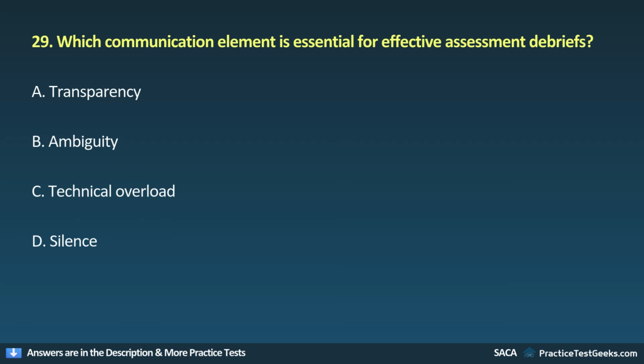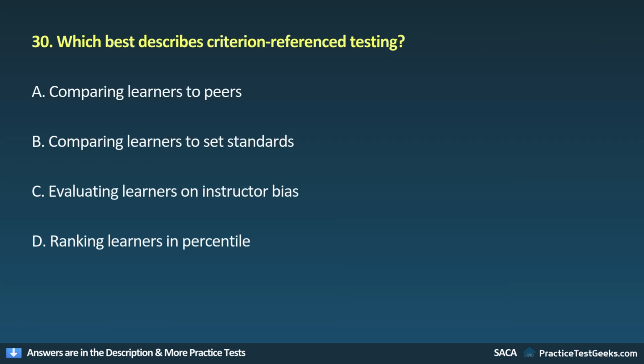29. Which communication element is essential for effective assessment debriefs? A. Transparency. B. Ambiguity. C. Technical overload. D. Silence.